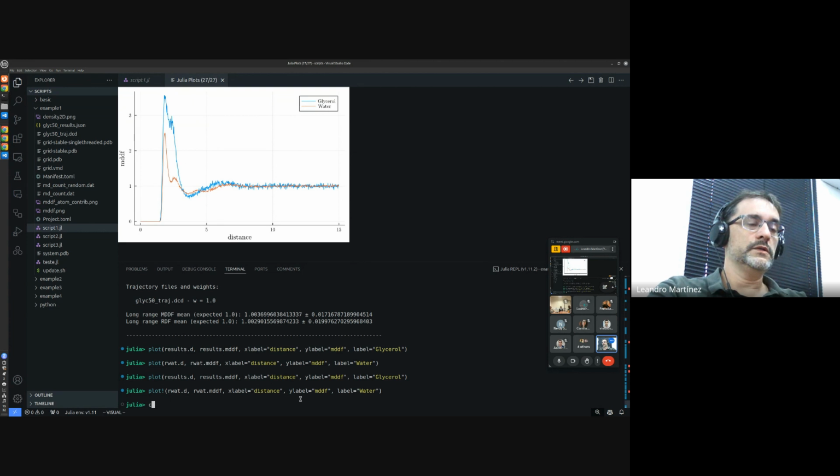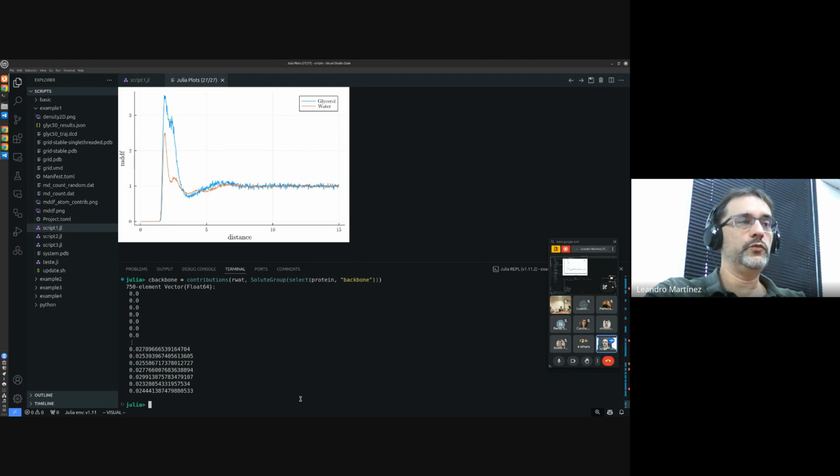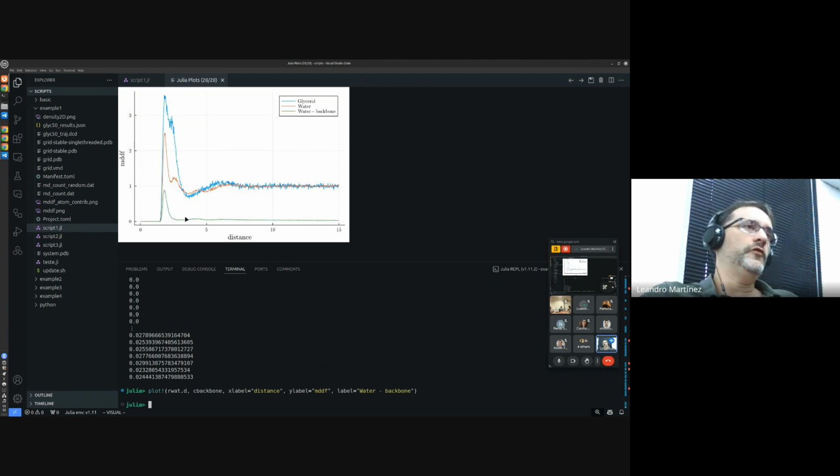So let's compute the contributions in the case of the backbone, but for the water. So this is the water backbone. There it is. Of course, water can form hydrogen bonds with the backbone, and there it is. Very nice. And we could go on decomposing these into the atoms of water, the atoms of the protein, and the groups of the protein, and so on.